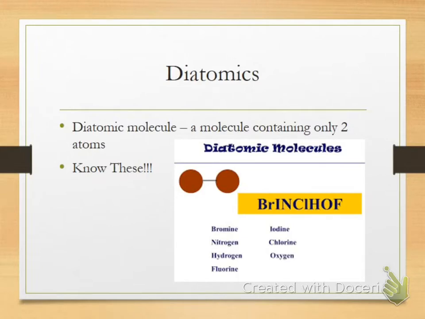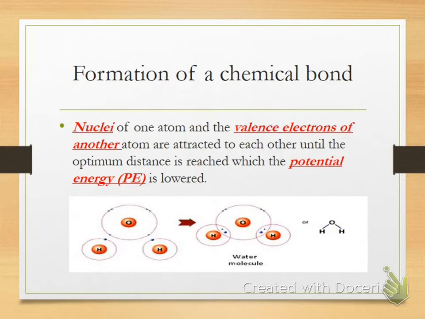Yesterday we said if something's bonded to itself, we said it was what kind of covalent bond? Nonpolar. Nonpolar, you are correct. Nonpolar. Because they have the same electronegativity, so the difference would be 0. Okay? Formation of a chemical bond, we said yesterday, it's the nuclei and the valence electrons of another atom, and they are attracted to each other until the optimum distance is reached, because they are trying to have the lowest potential energy possible. And so when that is like the sweet spot, that's going to be the bond length. Okay? All right, everybody good there? Okay.